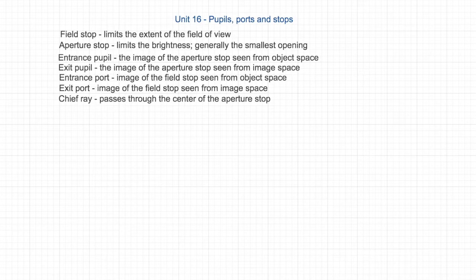Generally, it's the smallest opening, but not always. The entrance pupil is the image of the aperture stop seen from object space. And the exit pupil is the image of the aperture stop seen from image space. The entrance port is the image of the field stop seen from object space. The exit port is the image of the field stop seen from image space. And another definition of the chief ray, it's the ray that passes through the center of the aperture stop.